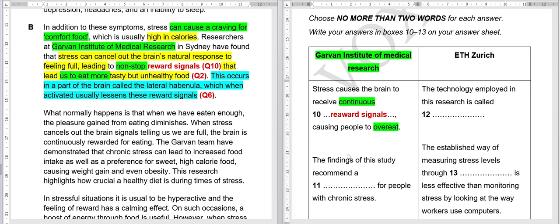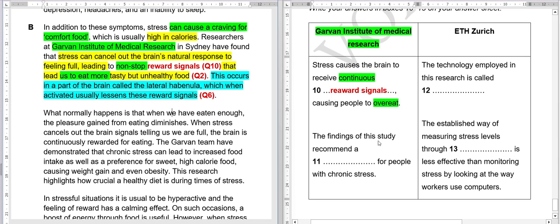Okay, 11th question. We're going to read this also. Let's see if it is here or not. Graven Institute. The findings of this study recommend a dash for people with chronic stress. So, what does A refer to? A refers to an article, which always comes before a noun. So here there should be some sort of noun. The findings of this study recommend a solution for people with chronic stress, some sort of solution should be the answer to this question. But we don't have any solution in this paragraph yet.